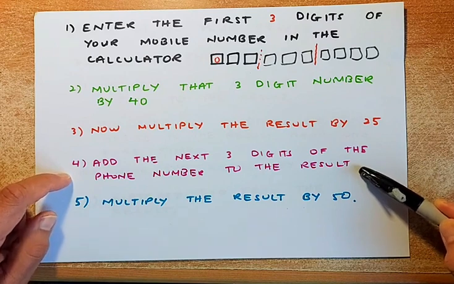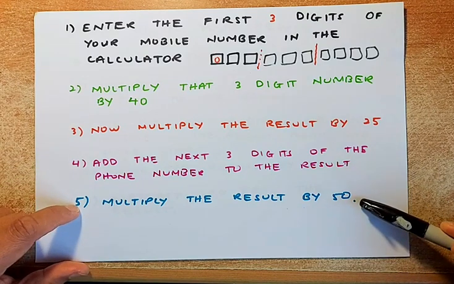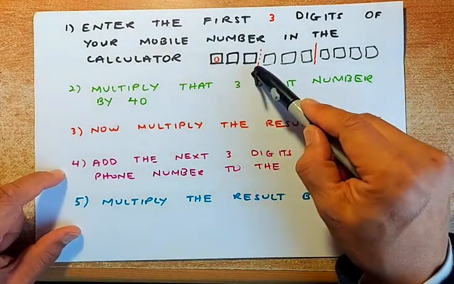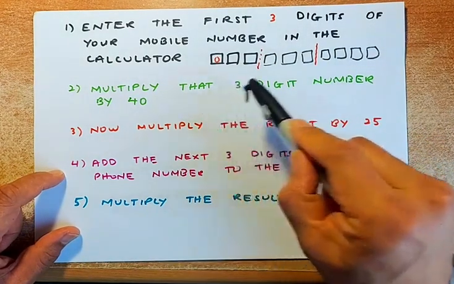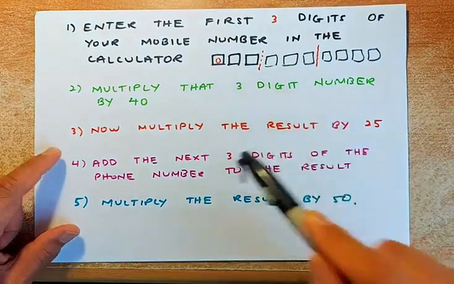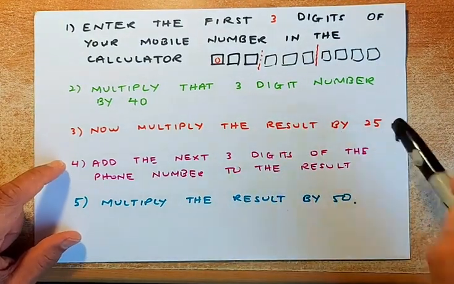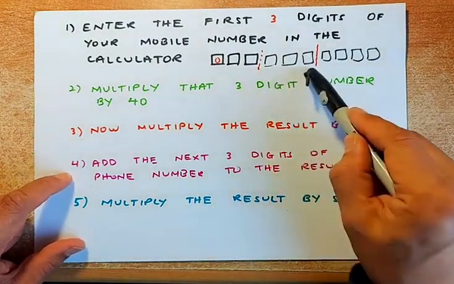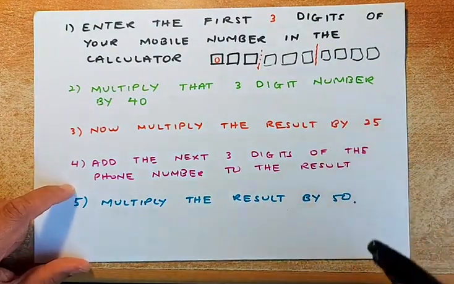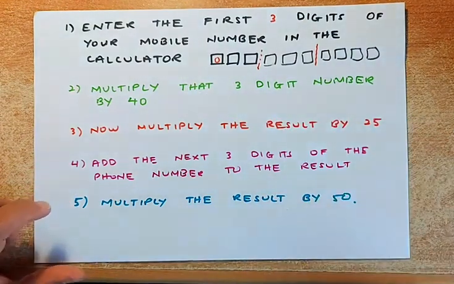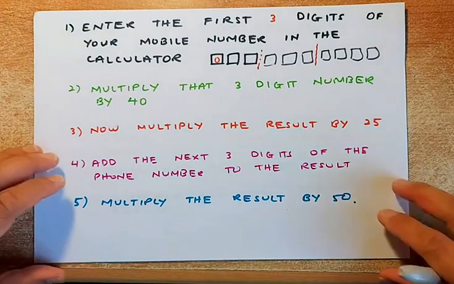Now you are going to multiply that result by 50. I'll give you time, so have a go. I repeat again: put the first 3-digit number, multiply by 40, equals, multiply by 25, equals, add the next 3-digit number, equals, and then multiply by 50, equals. So we have done halfway through. So far so good? Great.